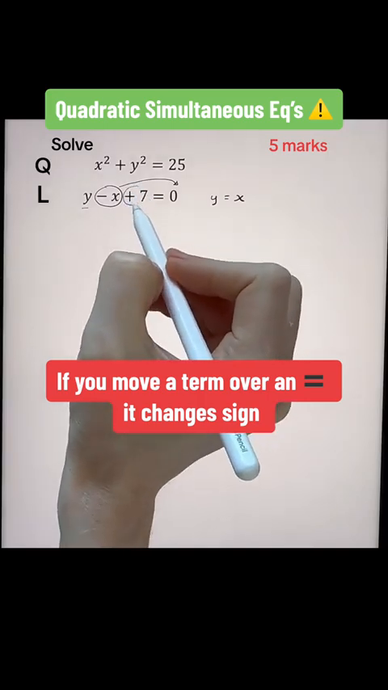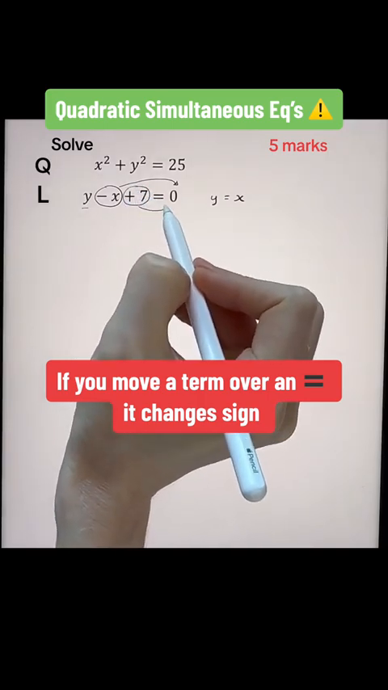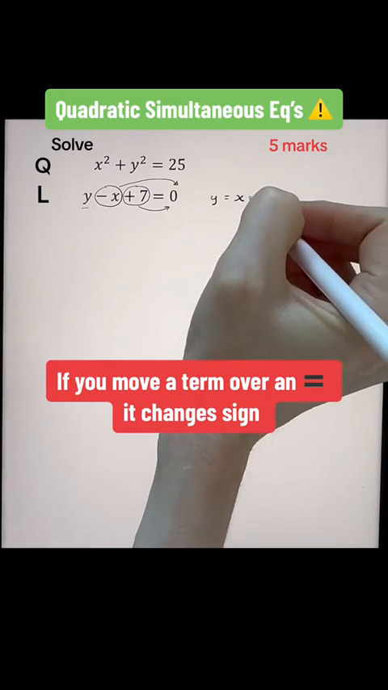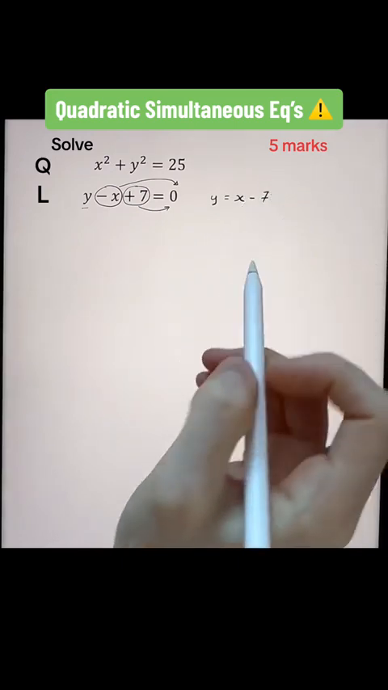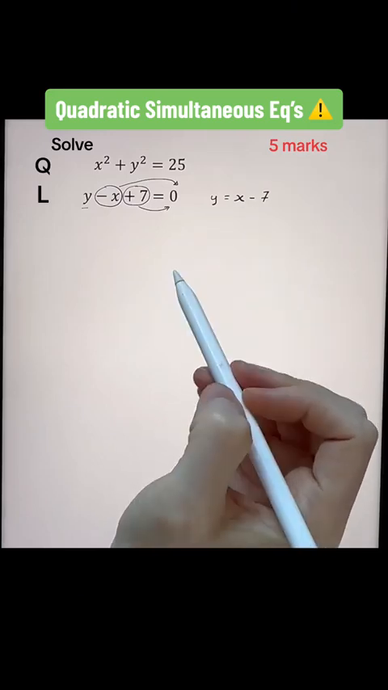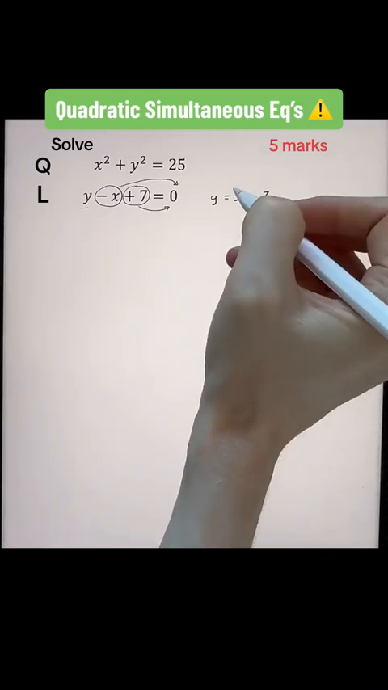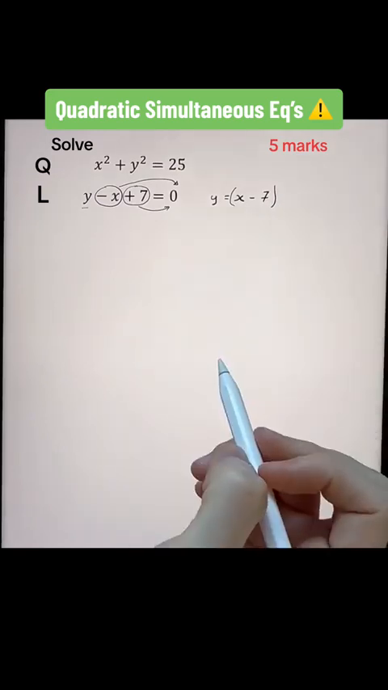Likewise, I need to move the positive 7 across to the right-hand side. The opposite of add 7 is subtract 7. Therefore, I know y is now equal to x minus 7. As I've got two terms, I always place that inside single brackets.